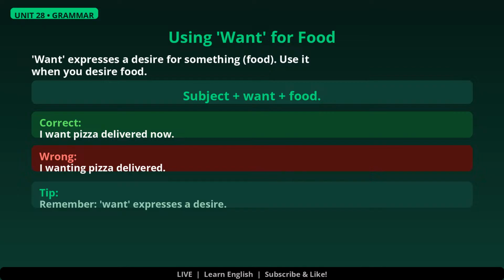Here's an important grammar point. Using want for food. Want expresses a desire for something, food. Use it when you desire food. For example, I want pizza delivered now. A helpful tip, remember, want expresses a desire.